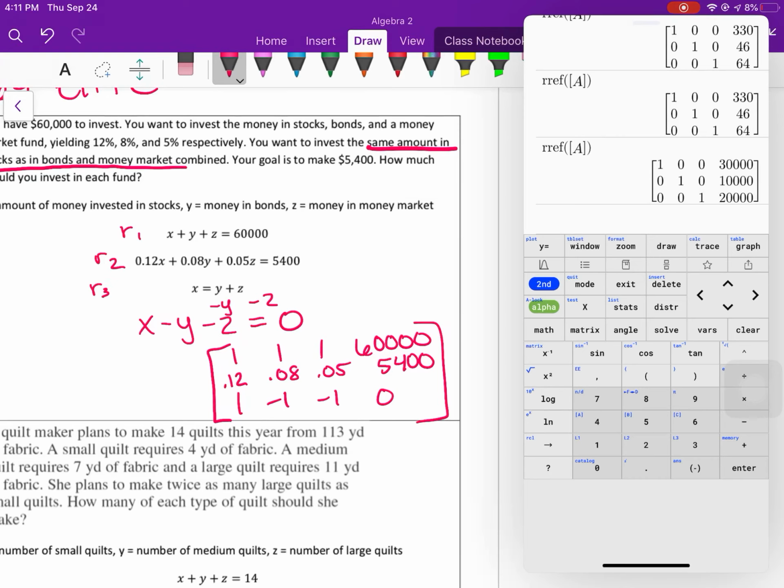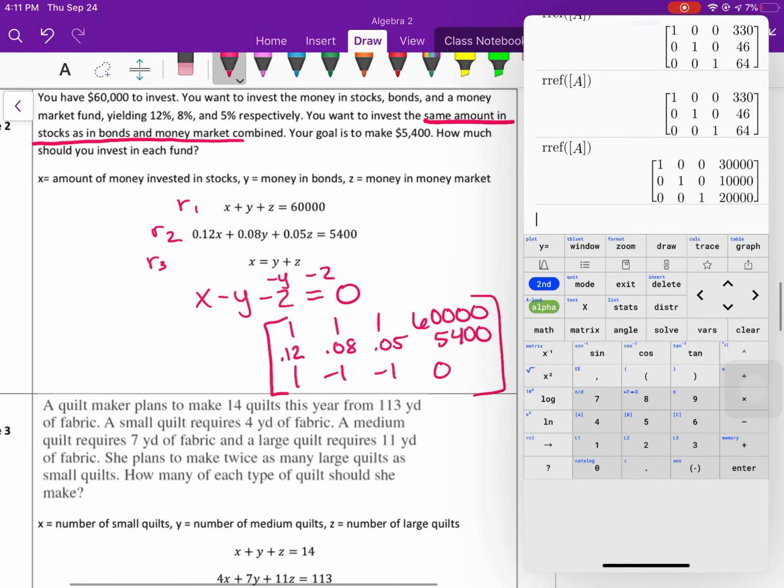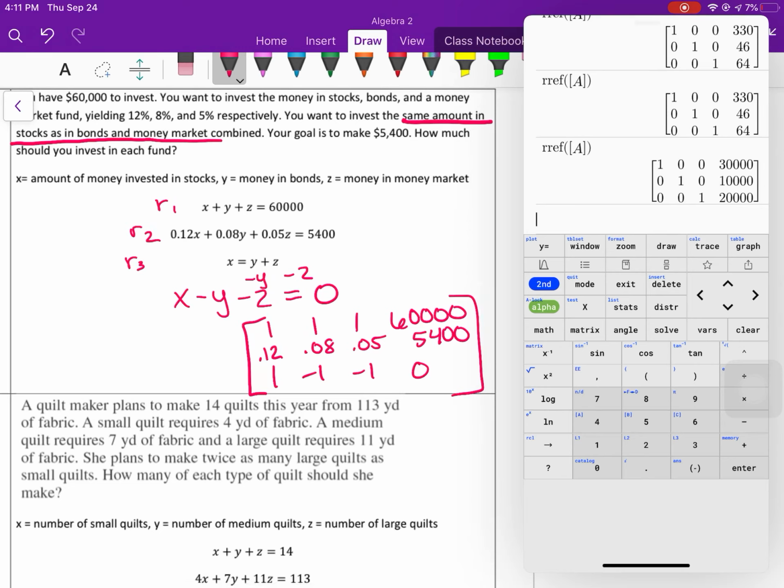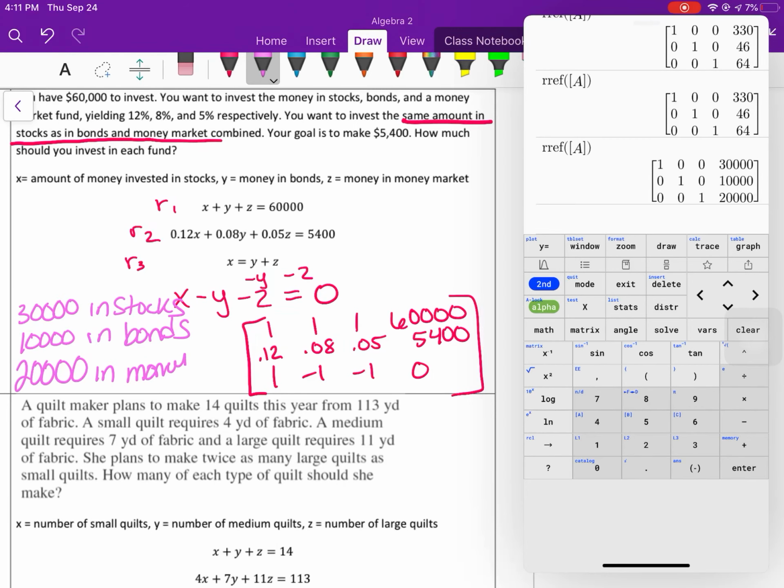Remember, make sure your answer makes sense again. The 3 numbers that you're investing should add up to 60,000. So again, if you're getting negatives or whatever, you're doing something wrong. So this first line, X is 30,000, Y is 10,000, Z is 20,000 from that equation. So that means that I invested 30,000 in stocks, 10,000 in bonds, and 20,000 in money market.